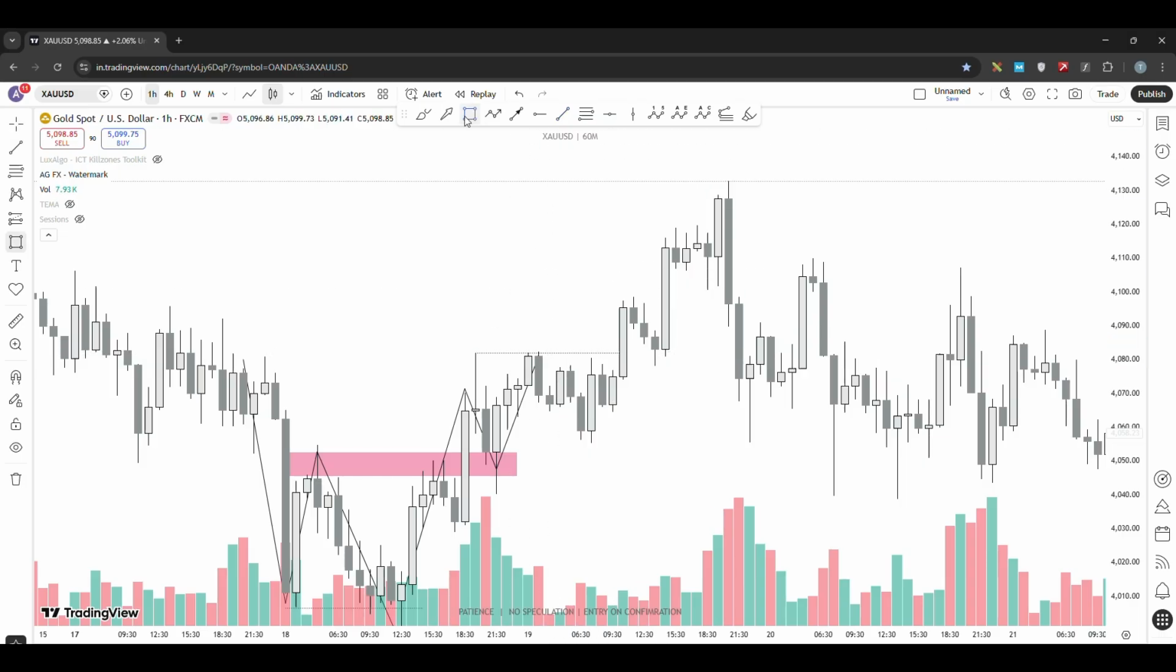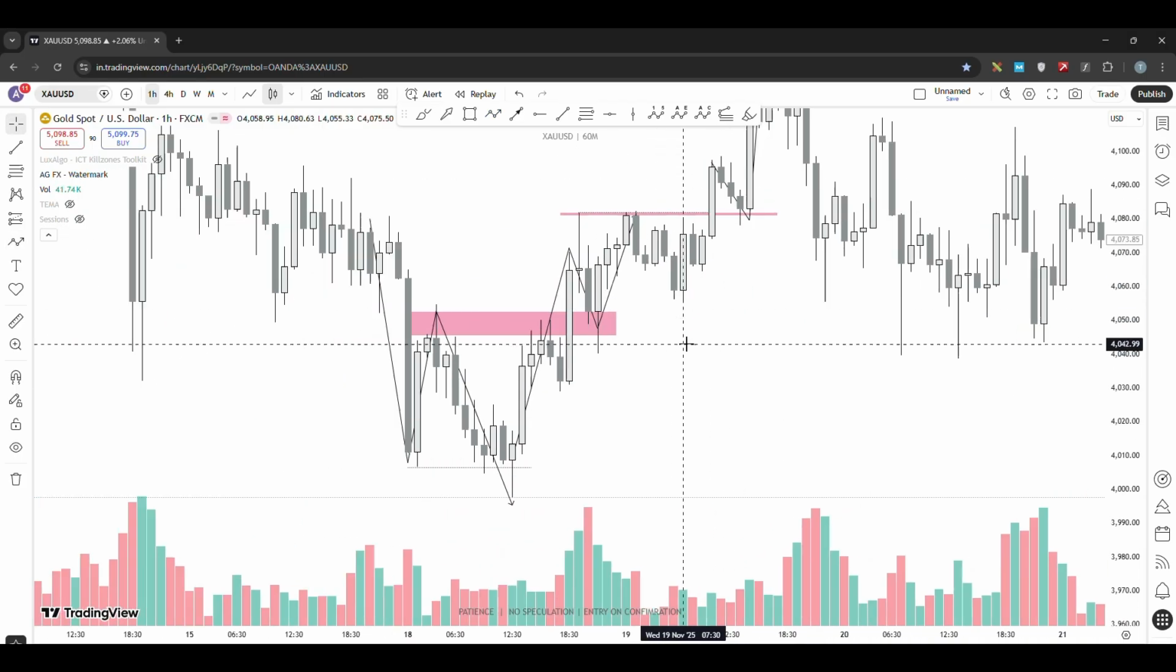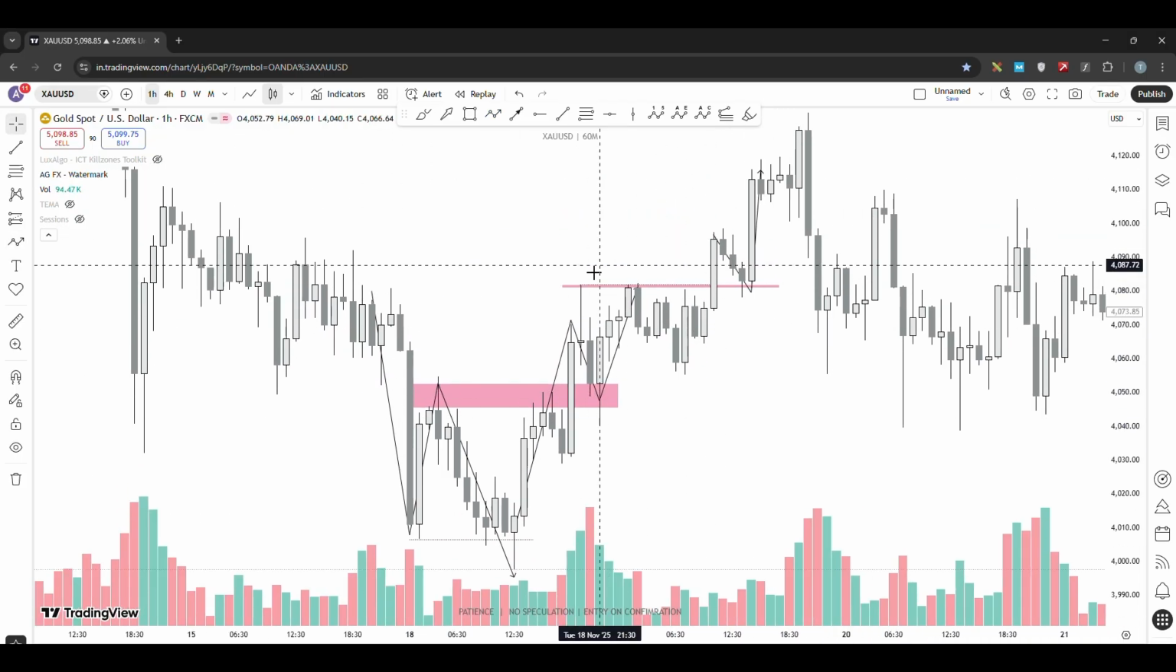So here we have got the mitigation block coming into play. So we'll be marking this zone, and you can see what happened. After the market gave this new candle closing above this high, the market came down, tapped into this mitigation block, and from here the market pushed higher, right?